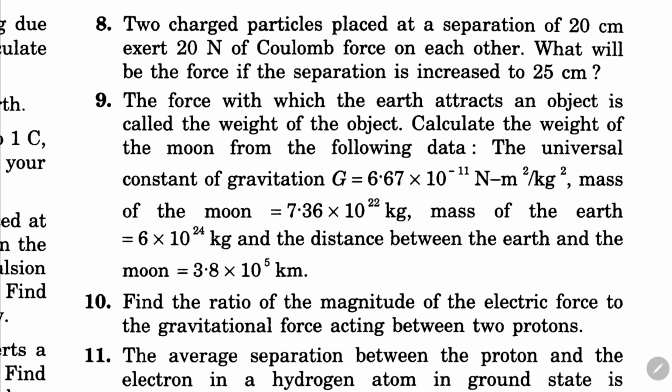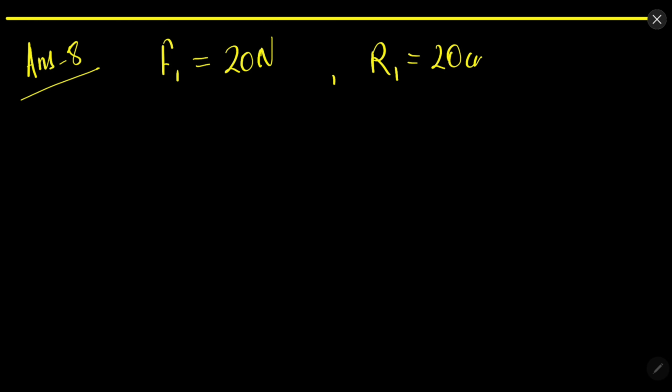Question 8. So now we have two charged particles and they are separated by 20 centimeters. So the distance between them is 20 centimeter and the force is 20 Newton between them. So now what will happen if the separation is increased to 25 centimeter? So the 8th question. The first situation is force is 20 Newton and the distance is 20 centimeter. And in the second situation the force is unknown but the distance is increased to 25 centimeter.